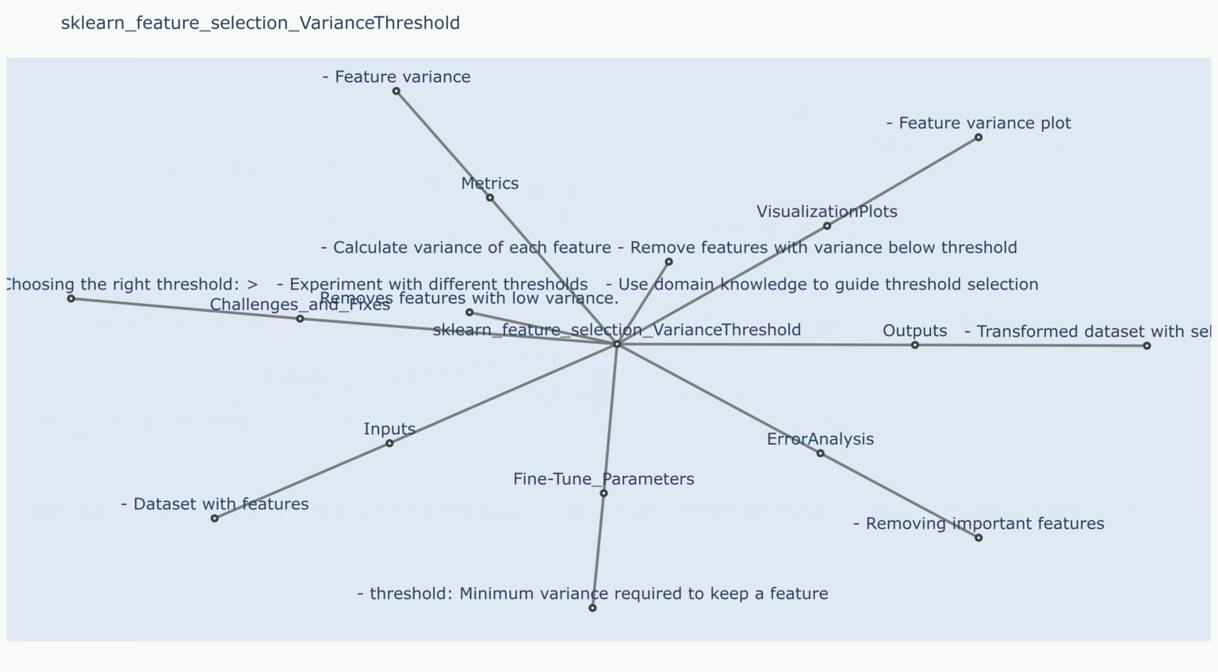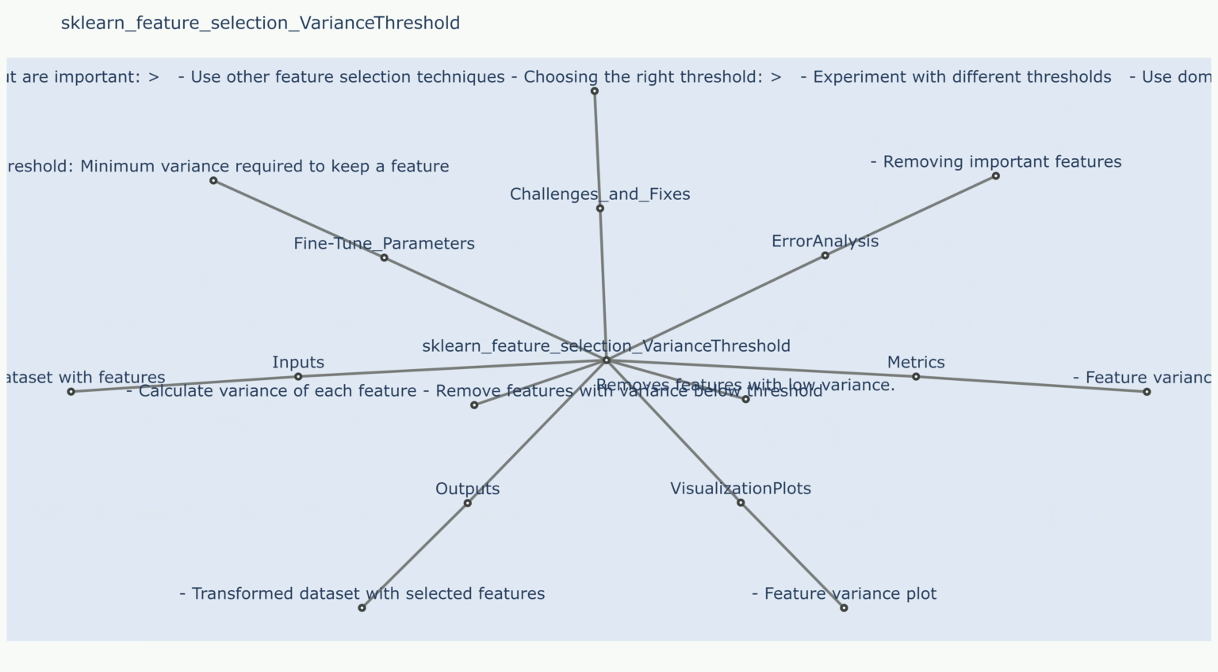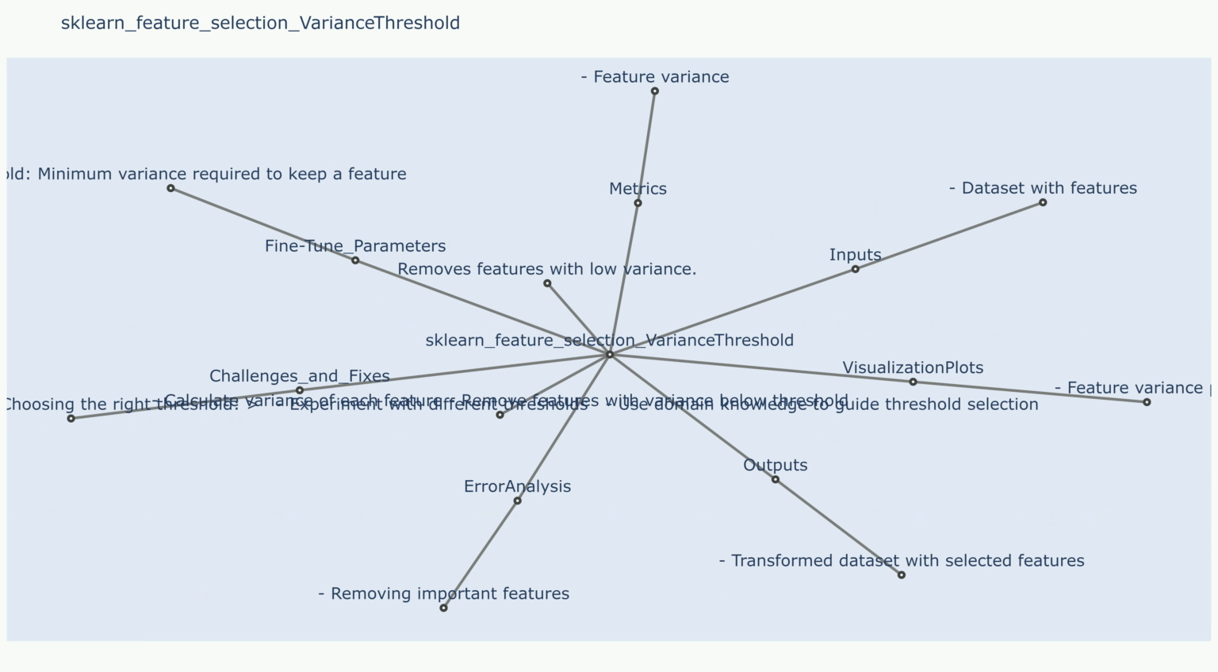This technique is typically used as a preprocessing step before training more complex machine learning models. Inputs. X. A NumPy array or pandas DataFrame containing the features (independent variables). Threshold. A float representing the minimum variance required for a feature to be retained. Features with a variance below this threshold will be removed. The default value is 0.0. Outputs. Transformed X. A NumPy array or pandas DataFrame containing only the features that met the variance threshold. Selected features. A list containing the indices of the features that were retained.